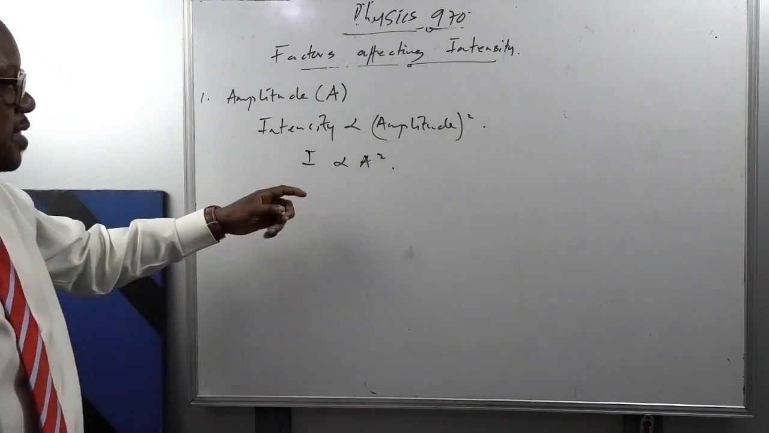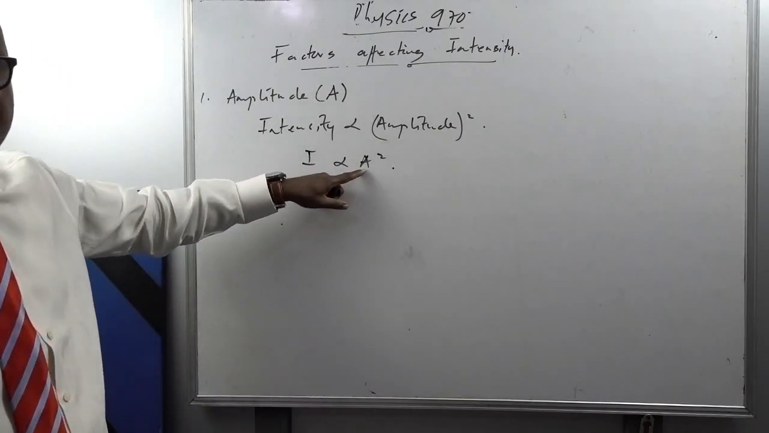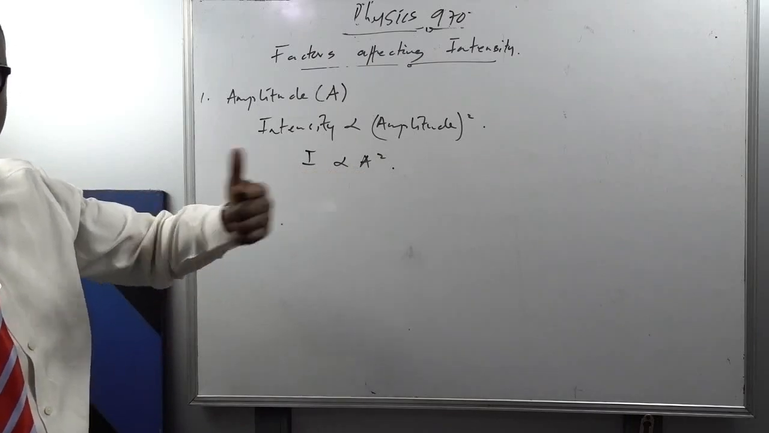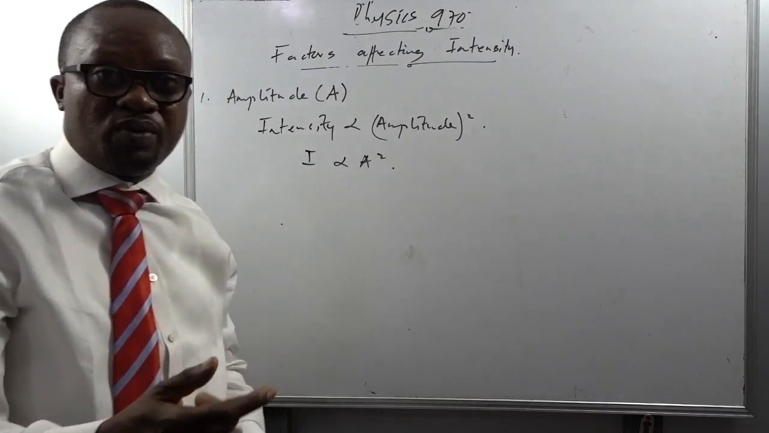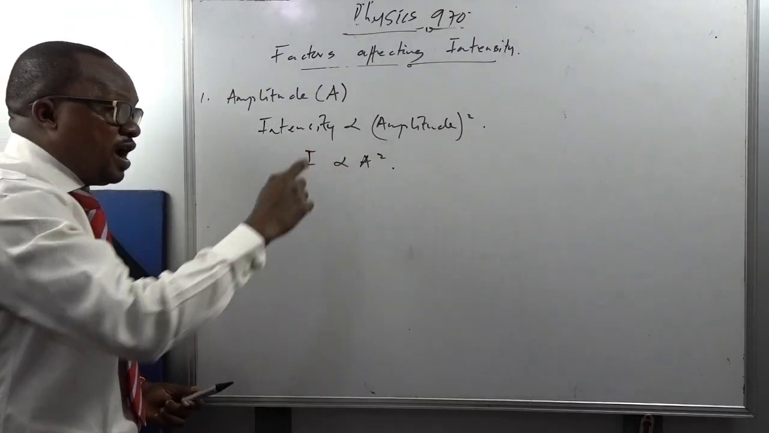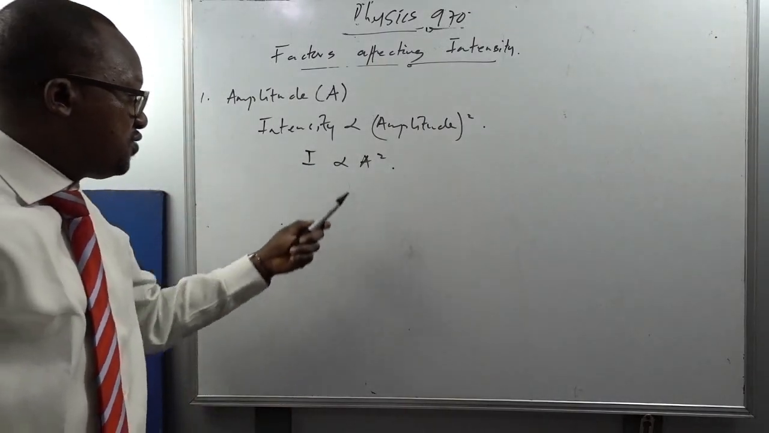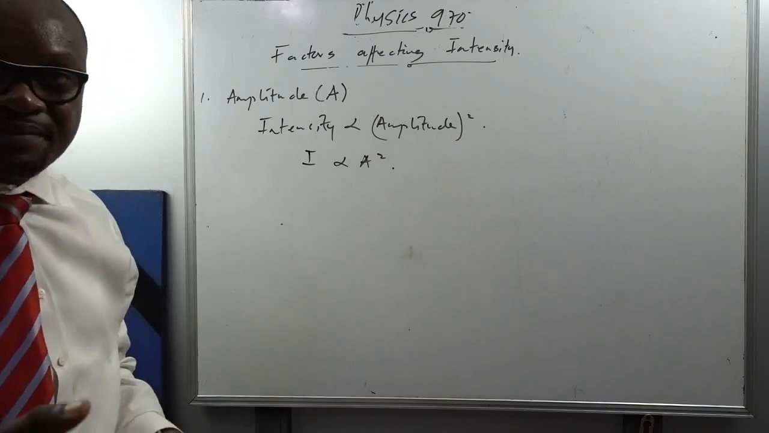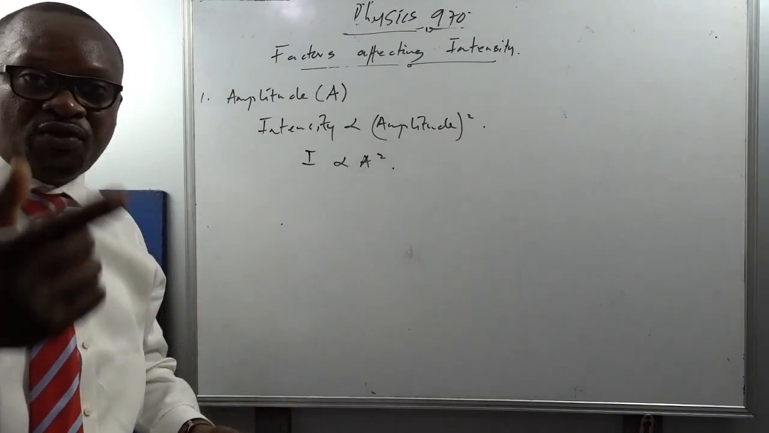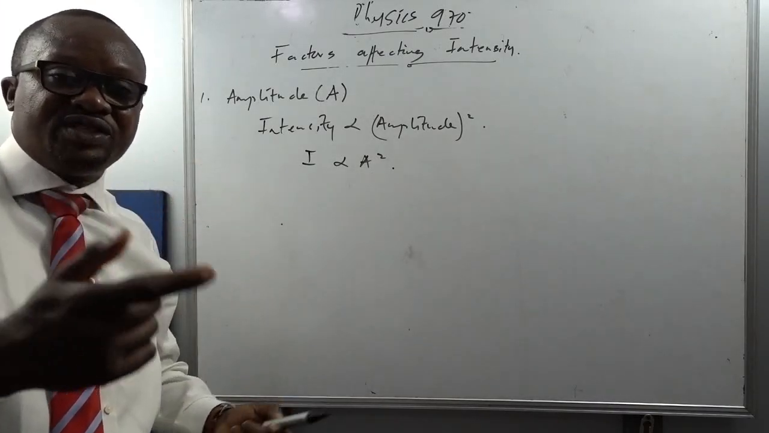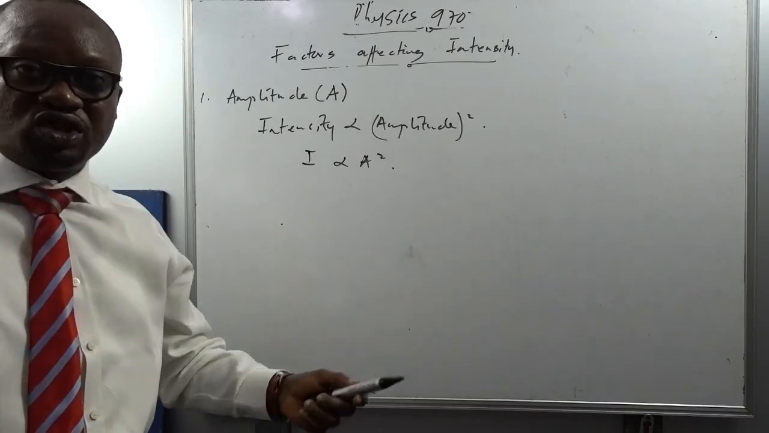So if the amplitude of the wave is doubled, the intensity will increase by the square of double. That means the intensity will quadruple. If amplitude is tripled, intensity will increase by a factor of 9. If amplitude is quadrupled, that means the amplitude is increased by a factor of 4. Intensity will increase by 4 squared, which is 16. So intensity is proportional to amplitude squared.